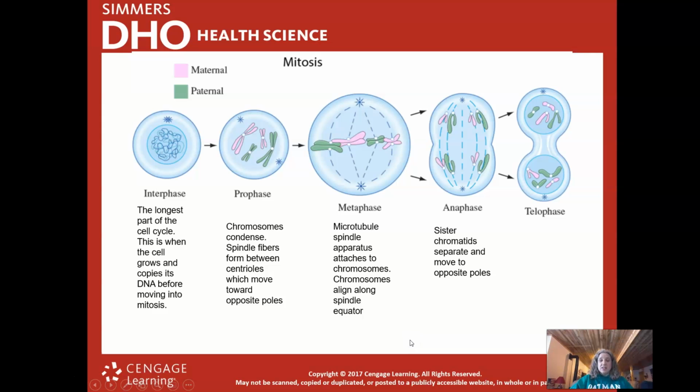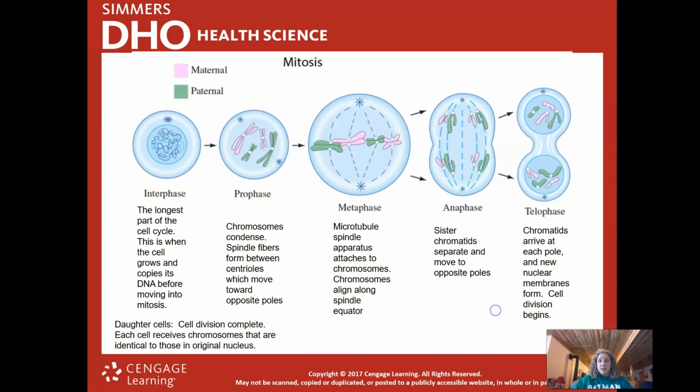In anaphase, the sister chromatids separate and move to opposite ends. So now you can see they have separated, and they are starting to form into two cells. In telophase, the chromatids arrive at each pole and the new nuclear membranes form. Cell division begins. So this will then cut off completely, and you will have two cells, which they call daughter cells. And that's when the cell division is complete. Each cell receives chromosomes that are identical to those in the original nucleus.